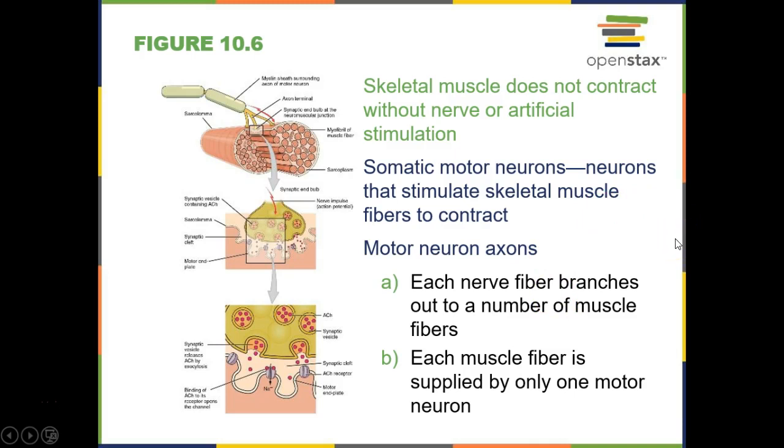Skeletal muscle does not contract without nervous innervation. Or, I mean, you can artificially stimulate skeletal muscle as well. But in a living individual, when we think about moving our muscles, only nervous innervation can stimulate muscles to contract. So if you have nerve damage, then you're not going to be able to use your muscles properly.